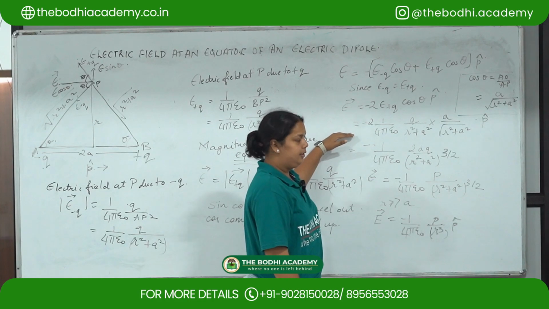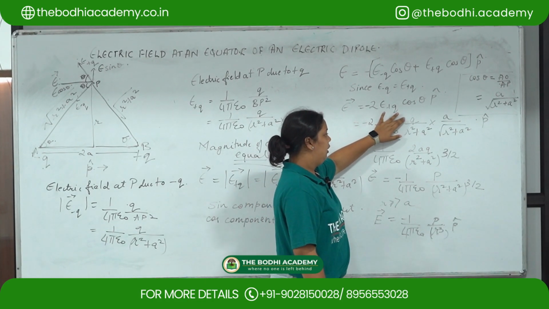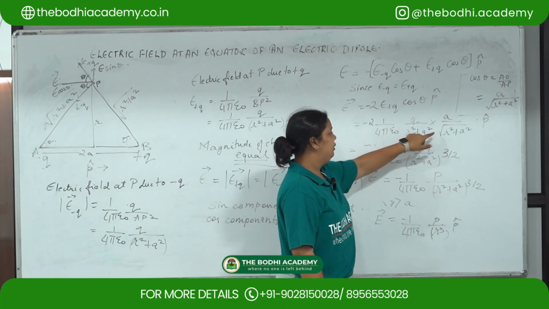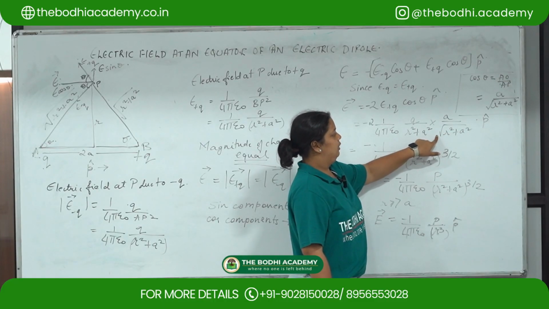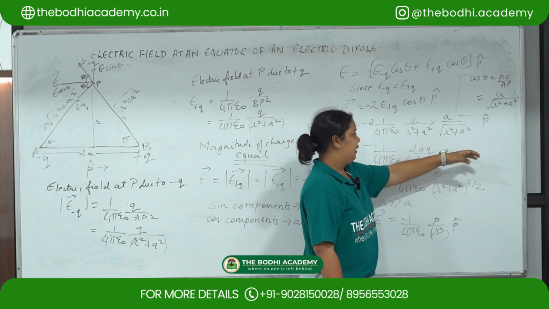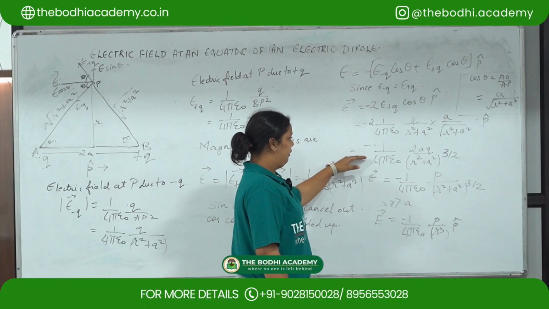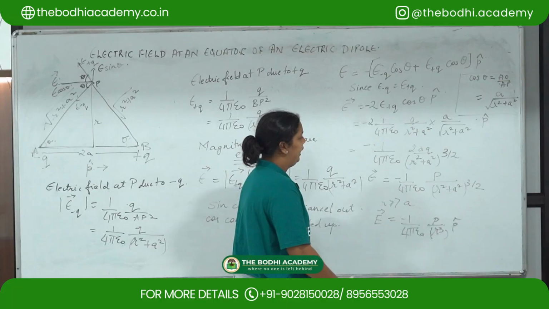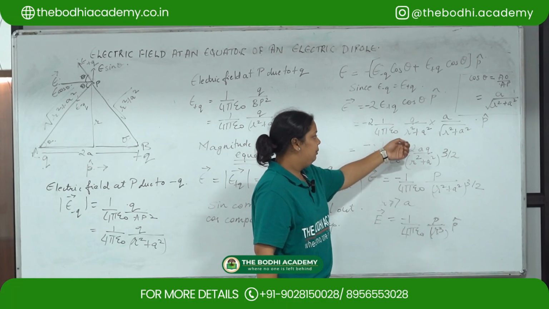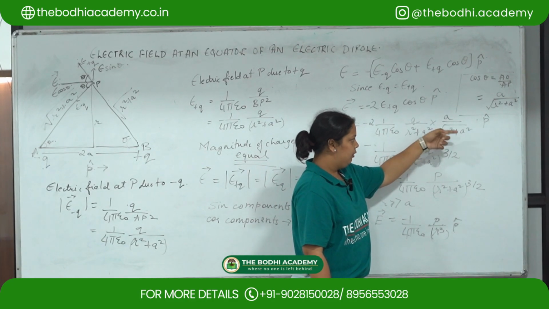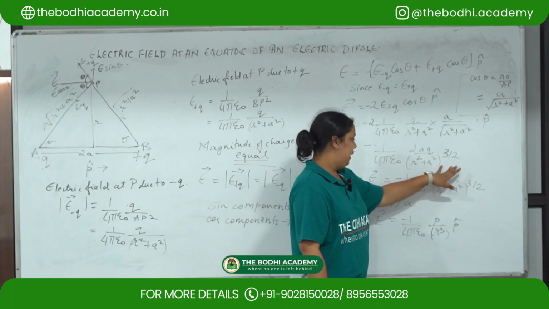Substituting that value here, it will be minus 2 times 1 upon 4 pi epsilon naught q upon r square plus a square, into, substituting the value of cos here, a upon root of r square plus a square, and taking the vector p. So, solving this, we will get 1 upon 4 pi epsilon naught 2aq upon r square plus a square raised to 3 by 2. Why 3 by 2? Because this is r square plus a square raised to half and this is raised to 1. So, adding both of them, we will get 3 by 2.